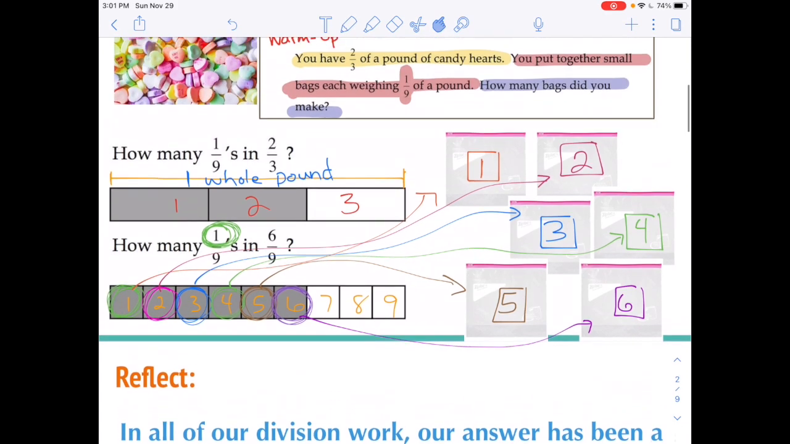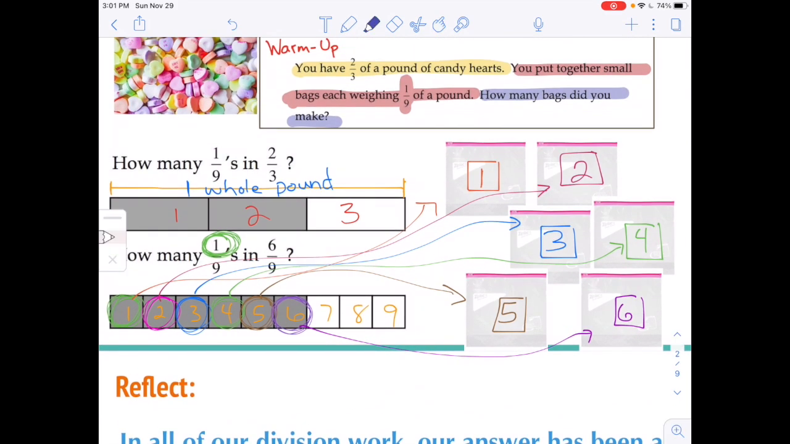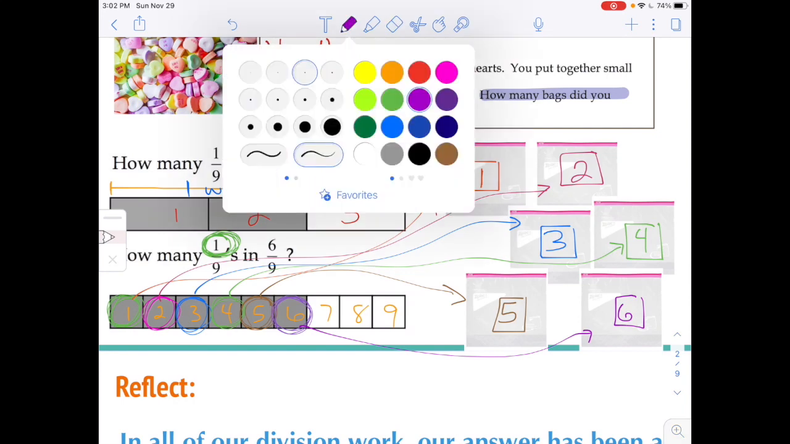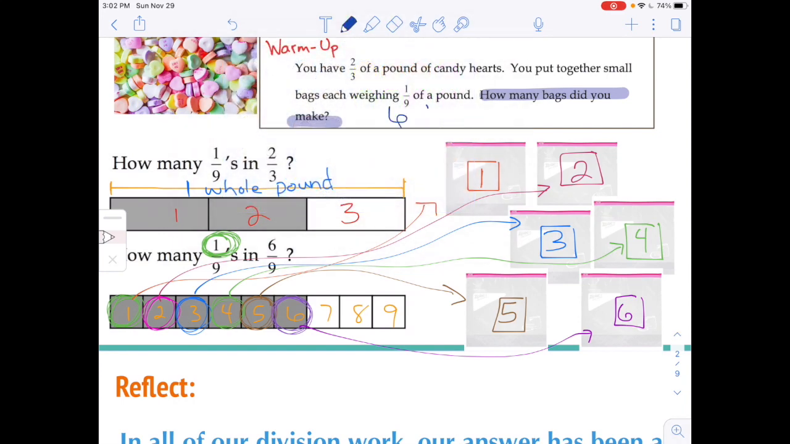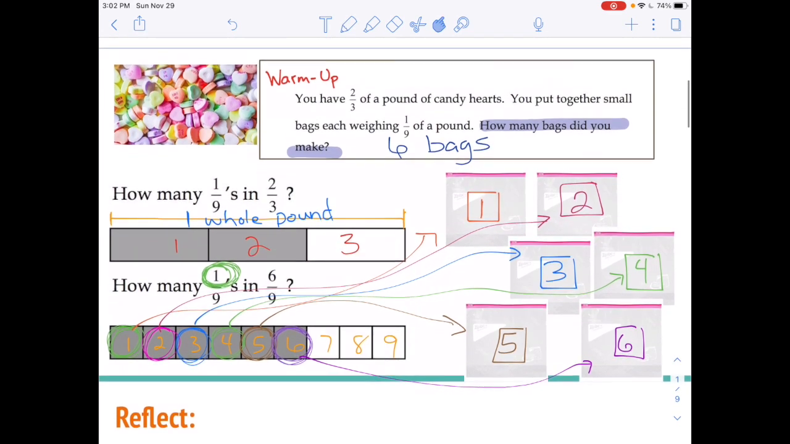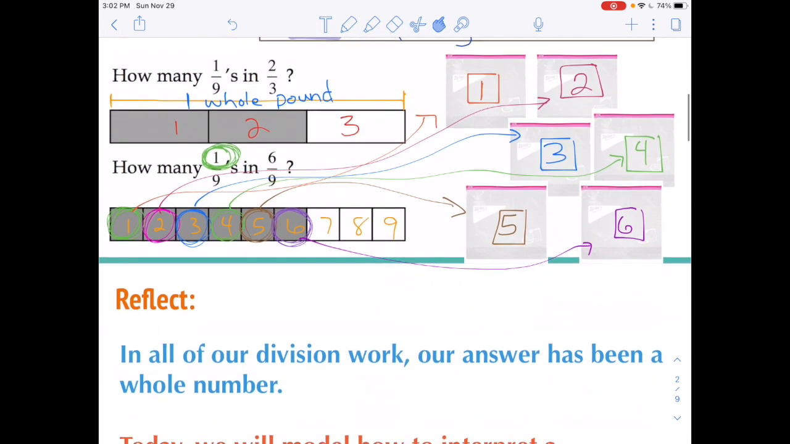So the question at the very end says, how many bags did I make? Let me erase so you can see that. The part that's still blue and highlighted says, how many bags did you make? We made 6 bags. So I'm going to write that in. We made 6 bags.